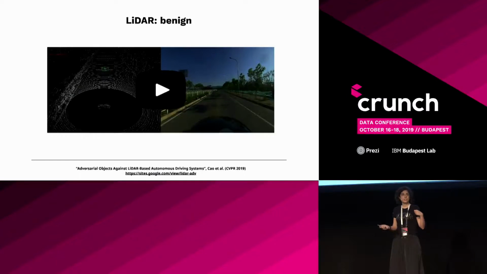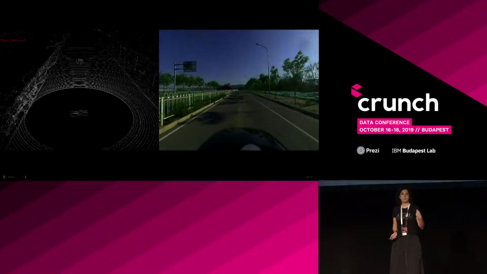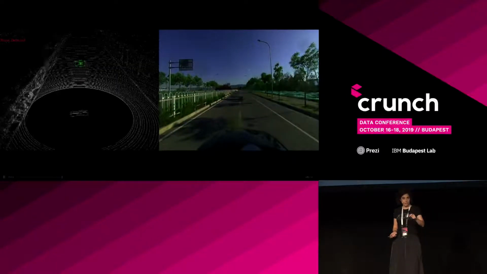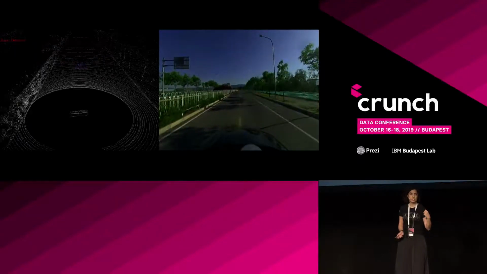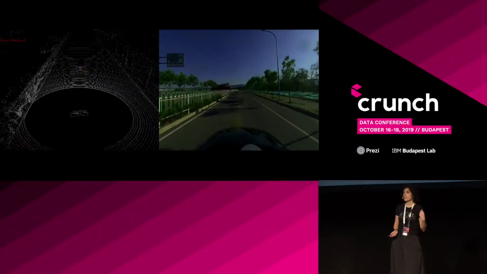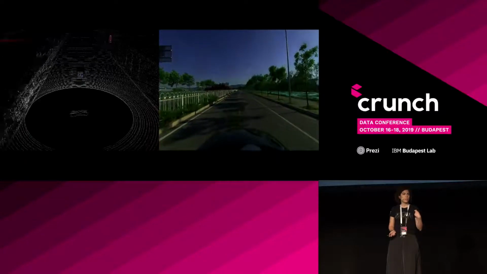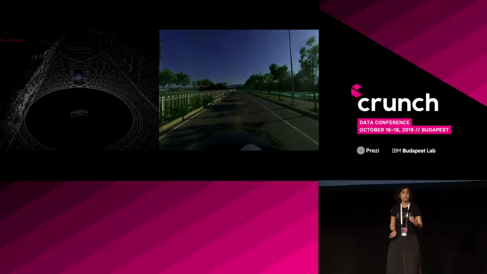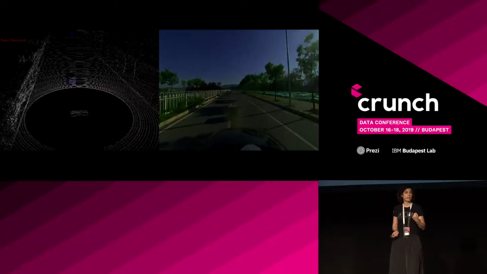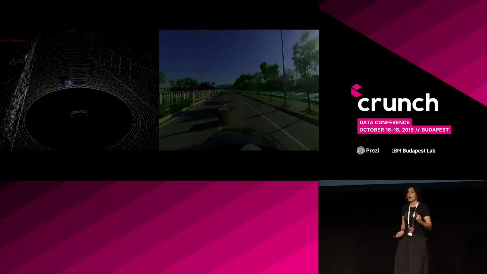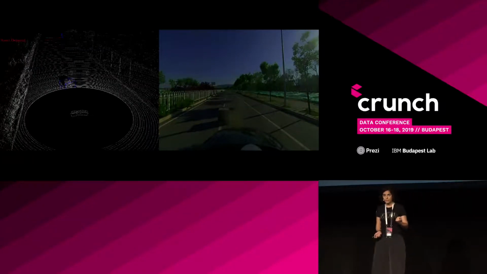So what you're going to see in this next video is the expected behavior. To the right, you'll see the RGB image. To the left, you're seeing the point cloud, the LiDAR. And you'll notice how when the vehicle approaches a benign 3D object, it's correctly highlighted. You'll see a cube highlighting the object.